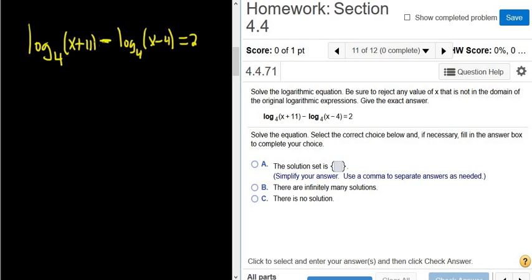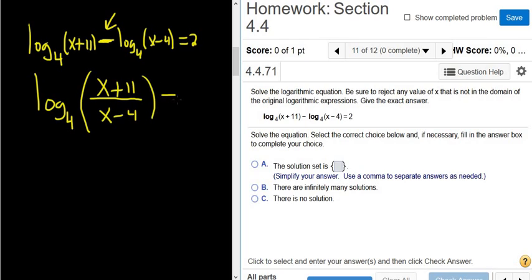Whenever you have more than one log, you want to combine it and make it one log. So we have a minus sign, so we can turn this into a fraction. So this is the log base 4 of, and then it's going to be the top piece, so (x + 11) over (x - 4). And that's equal to 2.